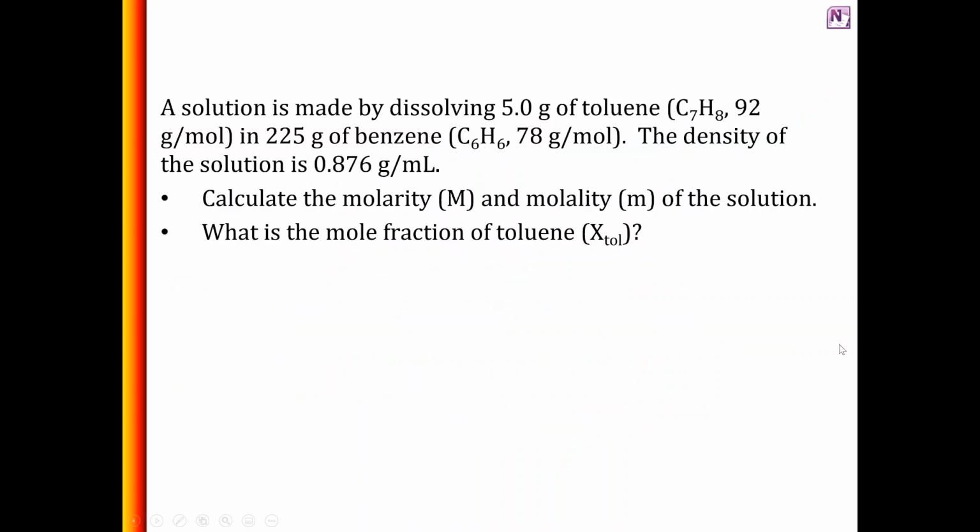Okay, so let's give this one a try. So it says a solution is made by dissolving 5 grams of toluene, and they give you a formula and a molar weight there, in 225 grams of benzene. Okay, so they're saying we're dissolving a small amount of toluene in a large amount of benzene. Okay, and they give us a formula, and they give us a molar mass, and they tell us the density of the solution. They want us to calculate the molarity and the molality, and then lastly they want to know what the mole fraction is. Okay, so give this one a try.